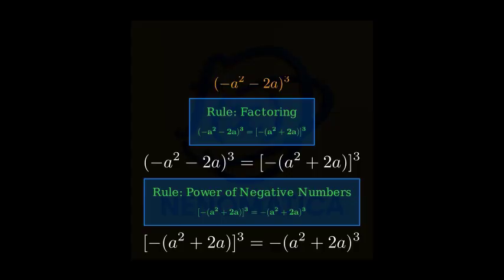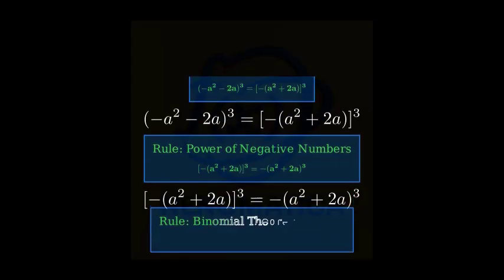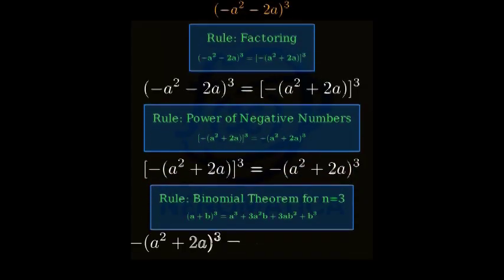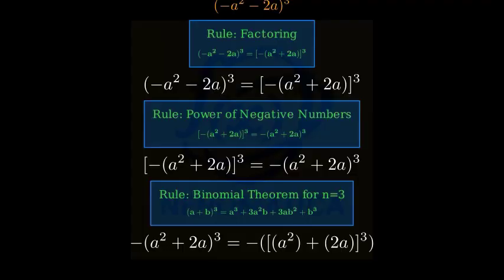Now we need to expand the expression (a squared plus 2a) cubed using the binomial theorem. According to the binomial theorem, when we have (a plus b) to the power of n, it equals the sum from k equals 0 to n of n choose k times a to the power of n minus k times b to the power of k. For the special case of the cube, we have (a plus b) cubed equals a cubed plus 3a squared b plus 3ab squared plus b cubed.